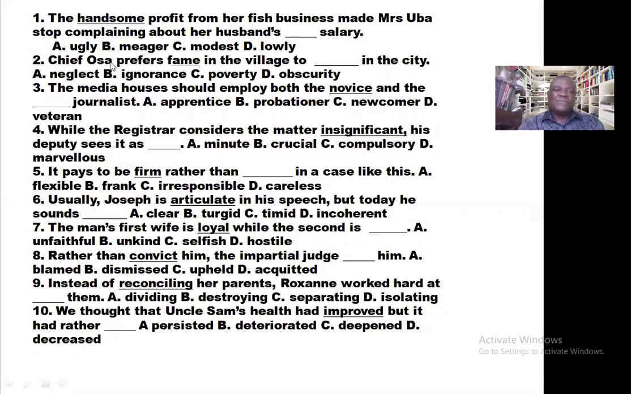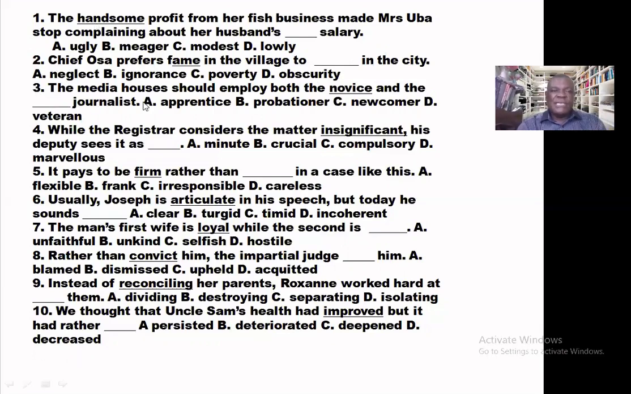Number 2, Chief Ssce prefers fame in the village to dash in the city. Now, fame is popularity. A, neglect, no. B, ignorance, no. C, poverty, no. D is obscurity, and that is the correct one. So here, the test is on your vocabulary, your active vocabulary, how much you know of English words, their meanings, and their correct usage. All right?